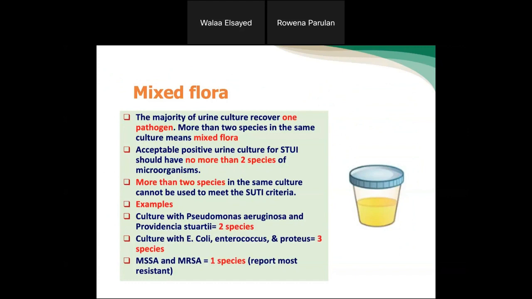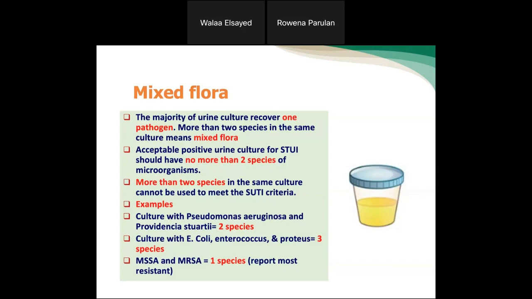An acceptable positive urine culture for SUTIs, I'm sorry for the mistake here, SUTIs, not STUIs, should have no more than two species of microorganism present. More than two species in the same culture cannot meet the SUTI criteria because they will be labeled as mixed flora. For example, a culture with Pseudomonas aeruginosa and Providencia stuartii, these are two species. A culture with E. coli, Enterococcus and Proteus, these are three species.